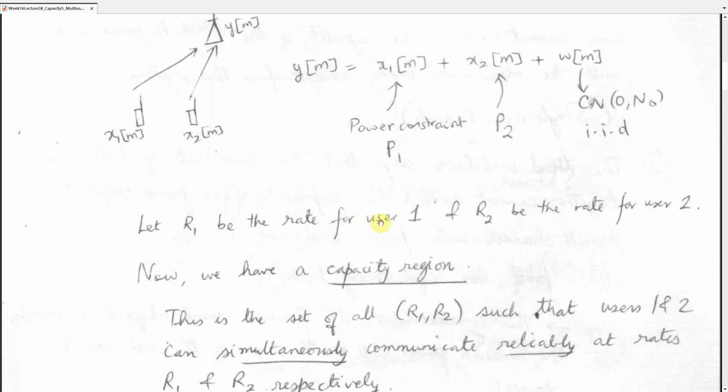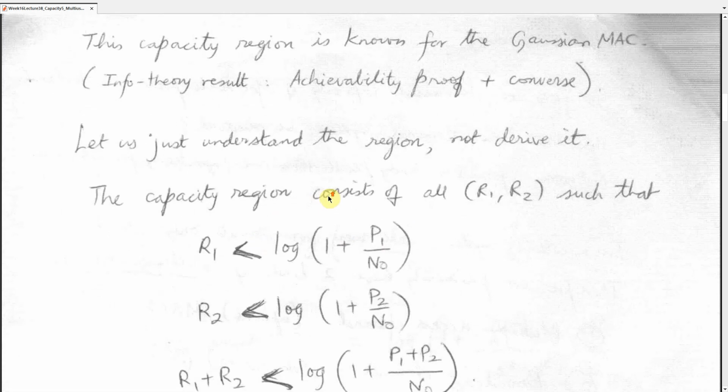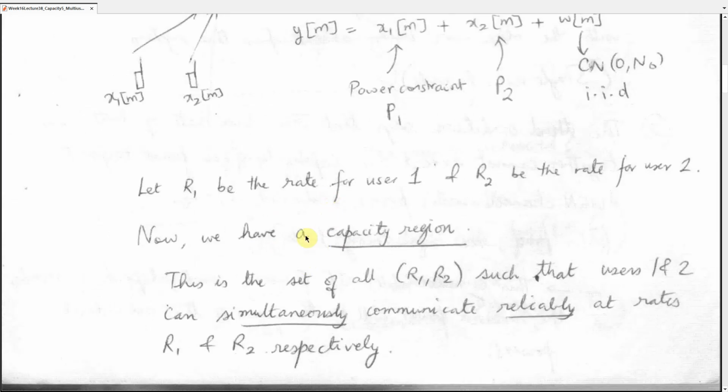Assume that R1 is the rate of user 1 and R2 the rate of user 2. Now we don't have a single capacity, but we have a capacity region. We don't have a point in a space to define capacity, but we have a region in space which defines a multitude of capacities. So what is this capacity region? The capacity region is the set of all rates R1, R2, such that users 1 and 2 can simultaneously communicate reliably at rates R1 and R2 respectively.